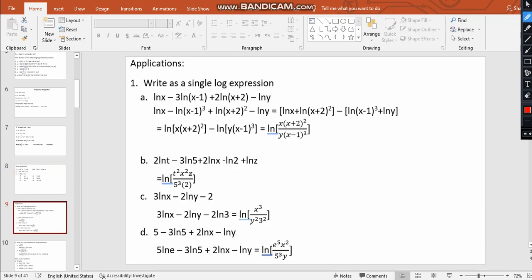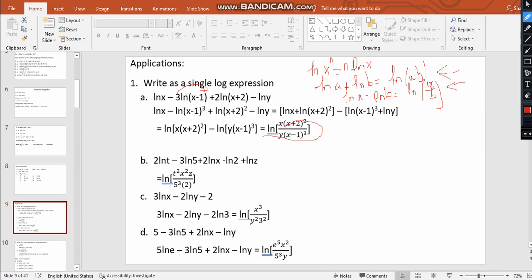Now write as a single log expression. I want to write it as one ln. We have the three formulas, don't forget. Ln x power n is n ln x. This is the first property. And ln a plus ln b is ln ab. And ln a minus ln b is ln a over b. So first of all, I put the power up. Now you can regroup the positives together and the negatives together. Ln a plus ln b is ln ab, and minus ln a minus ln b is ln of ab, and since you have minus, these will go down.